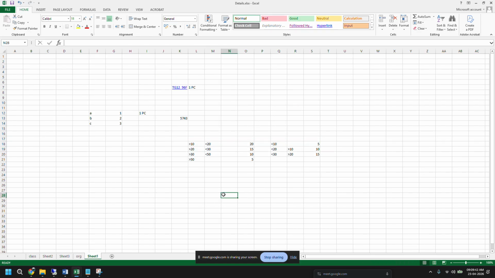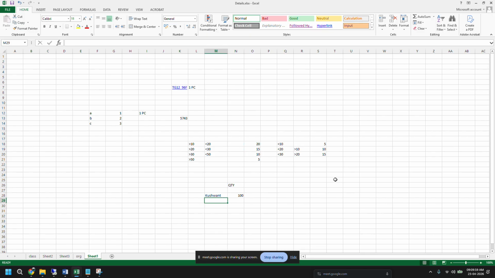Let's say you asked for 100 quantity of something. The customer came and is asking for 100 quantity. Let's say the customer is Kuswant, who has asked for 100 pieces from a company. Now, in my company, I look at my stock of that material. Let's say the material is ABC, any material.